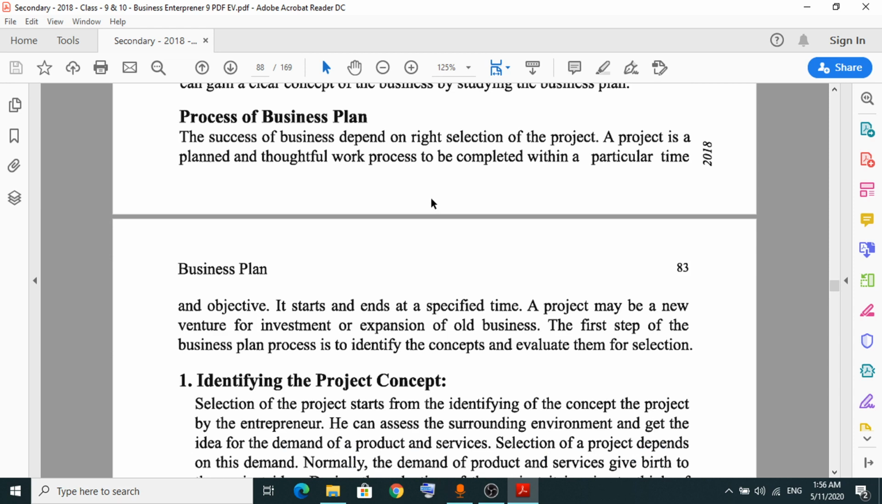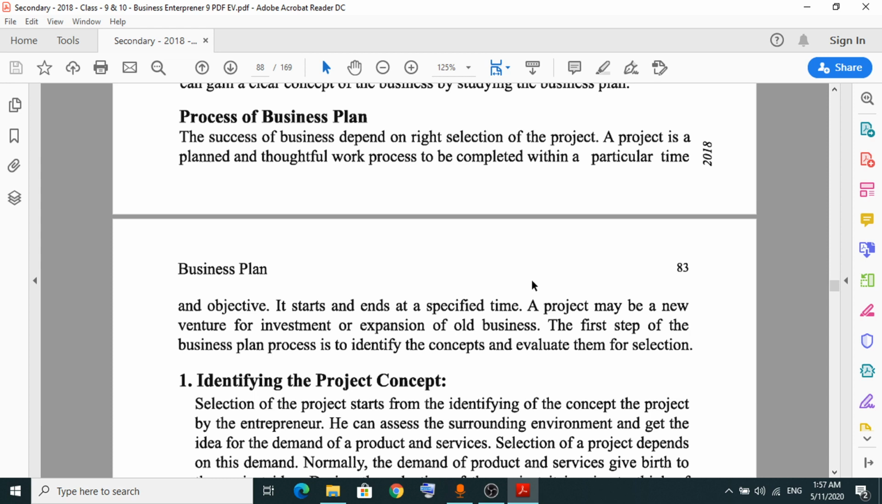Process of business plan. That means how can you prepare a business plan, or create a business plan. So this is the process of business plan. The success of business depends on right selection of the project. Underline this first line here. Please follow the mouse pointer. The success of business depends on right selection of the project.